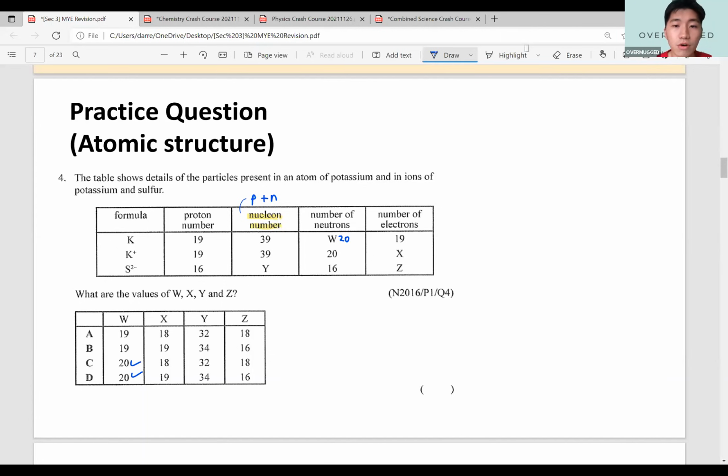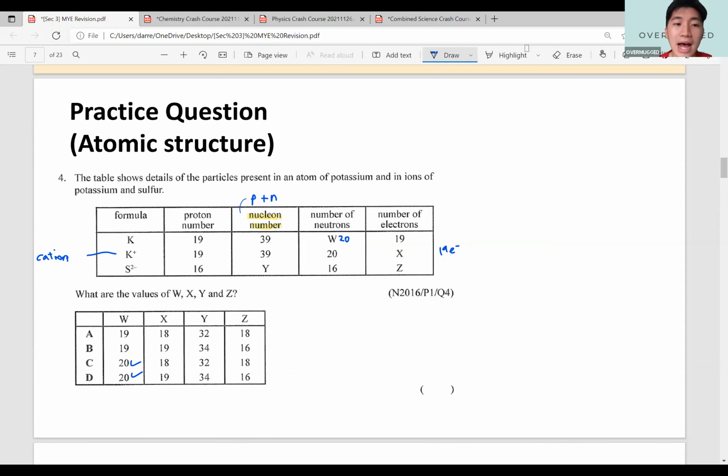Next, let's move on to the next row. K plus. What is this plus? Meaning we are dealing with a cation. Do you still remember? Positively charged cation, the plus sign. So let's take a look at the number of protons for your K. K has 19 protons. So by right, how many electrons should it have? By right, it should have 19 electrons, because proton and electron is the same. But take note, it will not be 19.